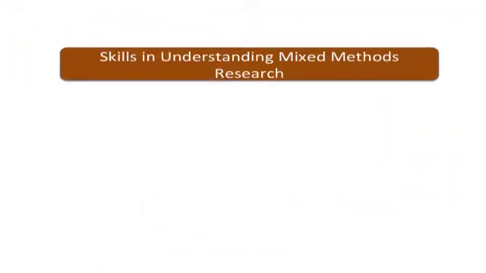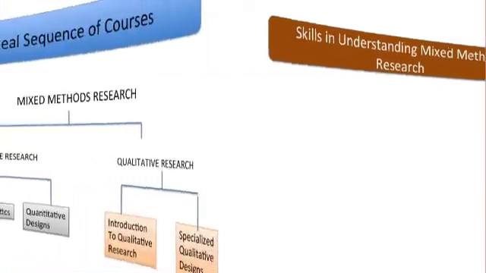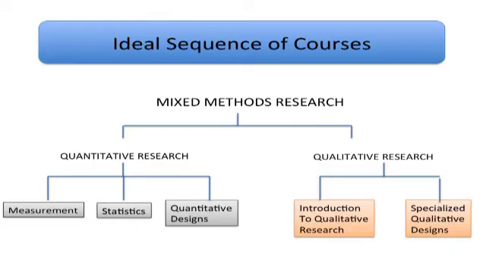Now, the final set of skills you need, of course, would be skills in mixed methods research. I just want to show you a diagram here of the type of courses we have here at Nebraska that build towards mixed methods research. A person that wants to do a thesis or dissertation in mixed methods would proceed through a quantitative strand of courses and a qualitative strand. On the quantitative side, they would take a measurement course, a statistics course, and probably a general quantitative design course, such as our course on correlation analysis.